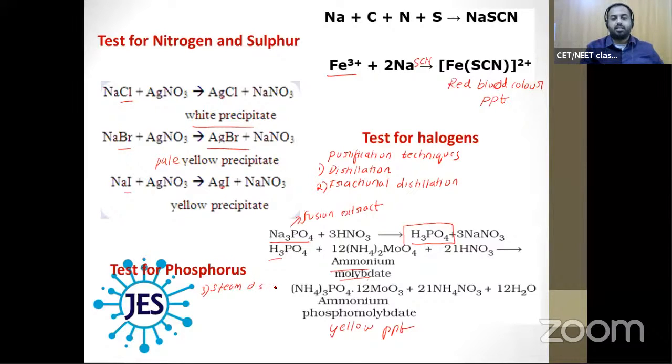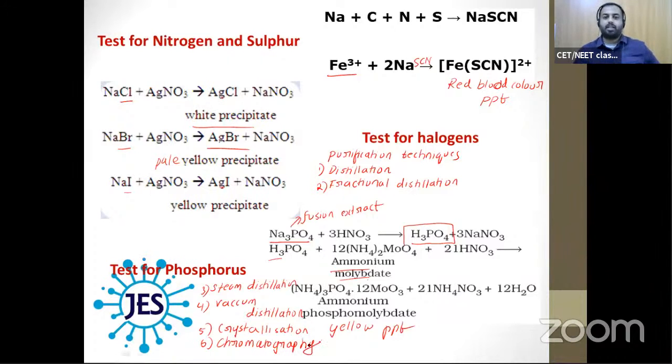Steam distillation. 4, you have vacuum distillation or distillation under reduced pressure. And you have crystallization techniques, which make use of solubility difference, differential solubility. And apart from this, you have what is known as the chromatography technique. So this is all about purification techniques.